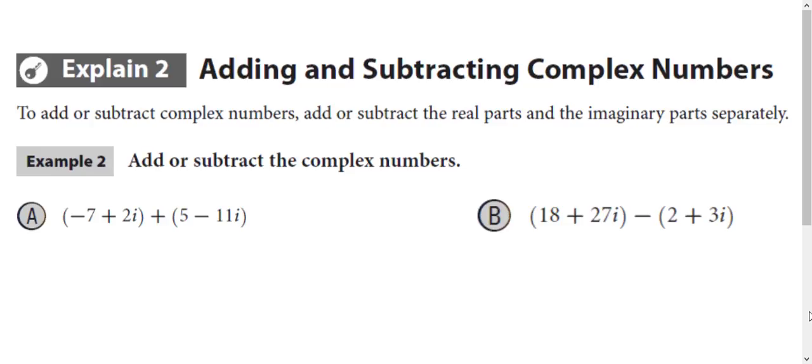We're going to add and subtract complex numbers first, and then we'll multiply them. So when you add or subtract complex numbers, you're adding or subtracting the real parts together, because they're like terms, basically. And then you do the imaginary parts together, because they're like terms. Negative 7 plus 5 is negative 2. And then you do the imaginary parts together. 2i plus negative 11i. It's not squared because we're not multiplying. It's just i. You only get i squared when you multiply.